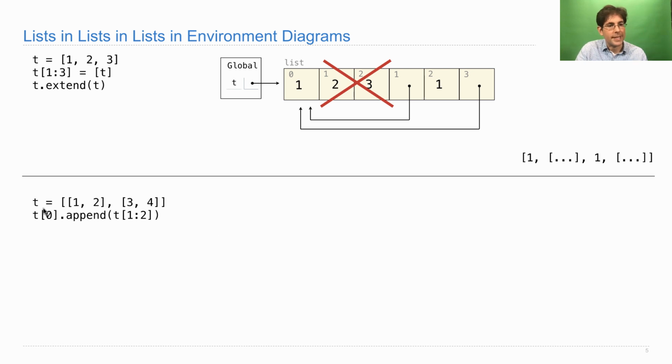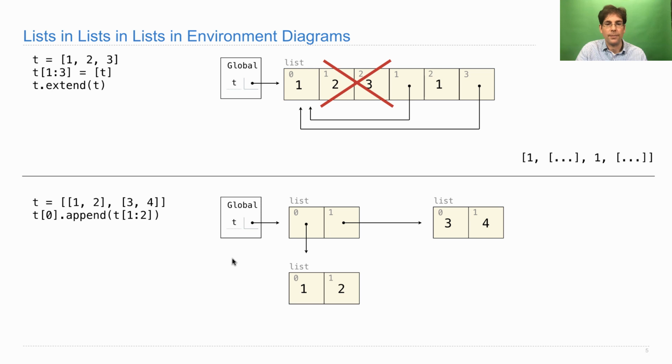Okay, let's move on to this next example. T is the nested list with 1, 2, and 3, 4. Here's a box and pointer diagram. T has 2 elements, the list 1, 2, and the list 3, 4. We're going to find T[0], that's this list. We're going to append to it the result of slicing from 1 to 2 of T. Here's T. The slice from 1 to 2 is this element only in a new list. That's what slicing does. So here's a new list with that element in it.